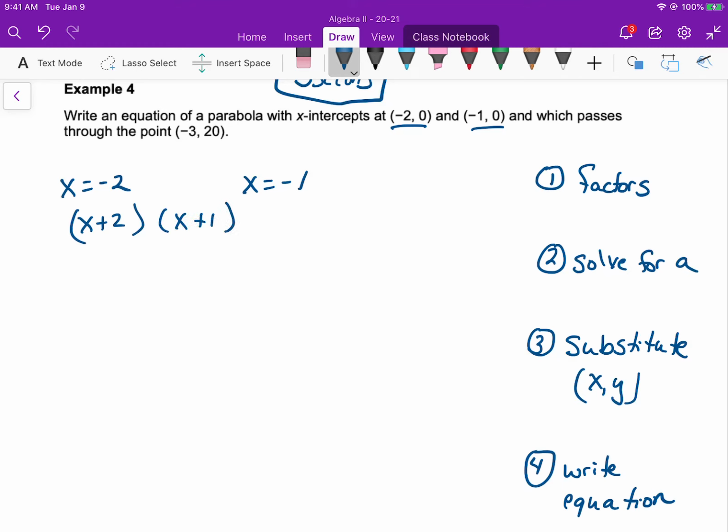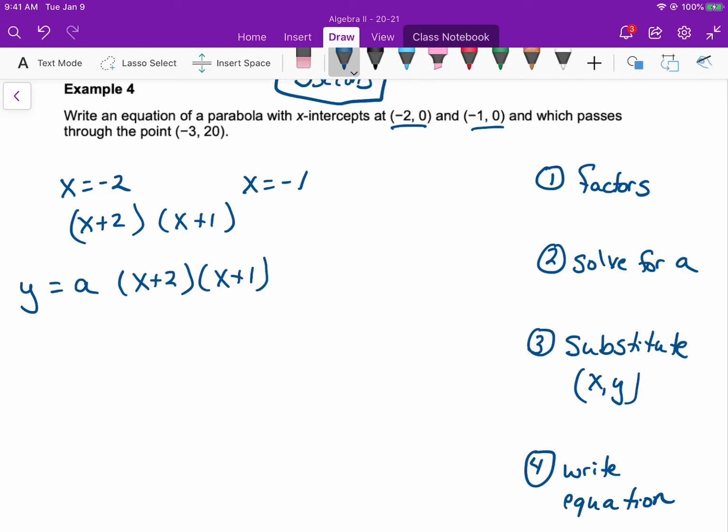Now I say we need to solve for a. A would be the compression or the stretch. That tells us how wide or how narrow our parabola will be. So I'm going to set it up a little more formally here. y equals, I have an a because I don't know how big that will be yet. And I'm going to put my two factors right next to that: x plus 2 and x plus 1.